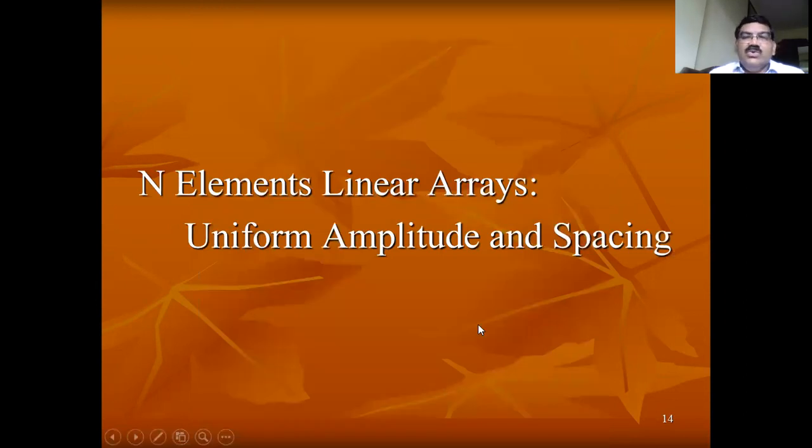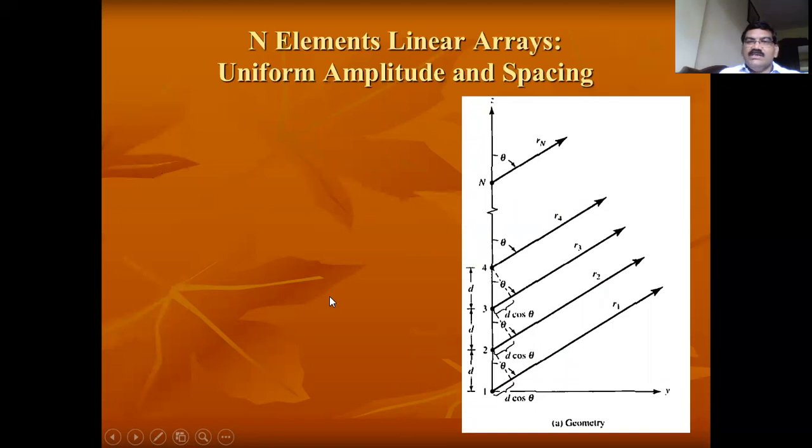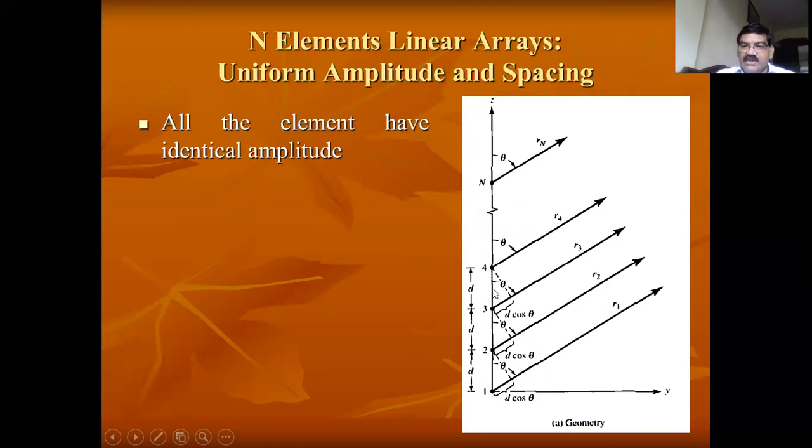Okay, so we'll go further. Now we have discussed the two element array. Now we'll go for the n element array. There are multiple variations, and here we are going to discuss some cases. First, the n element array with uniform amplitude and spacing, where the amplitude is uniform and the spacing is also uniform. In this design, all the elements have identical amplitude. So this is element 1, element 2, element 3, element 4. Similar to the two element array, now we are adding multiple elements.